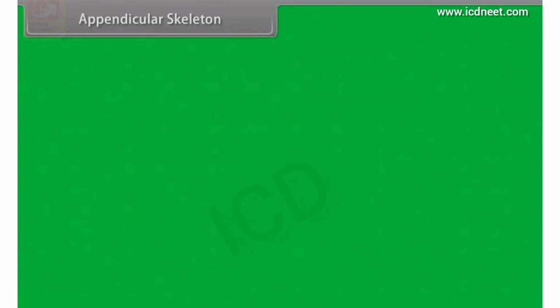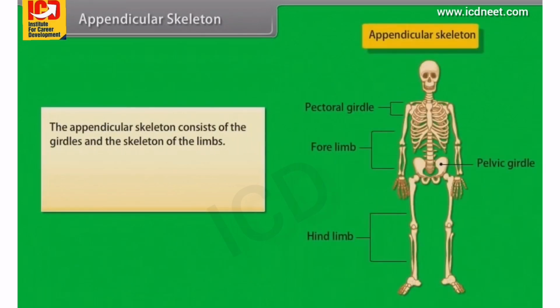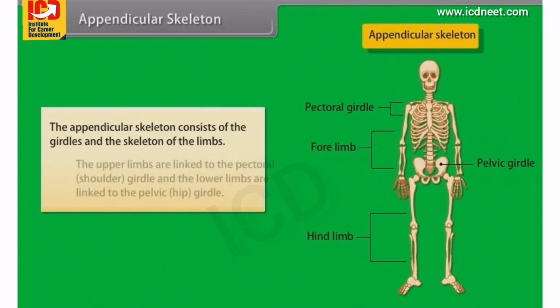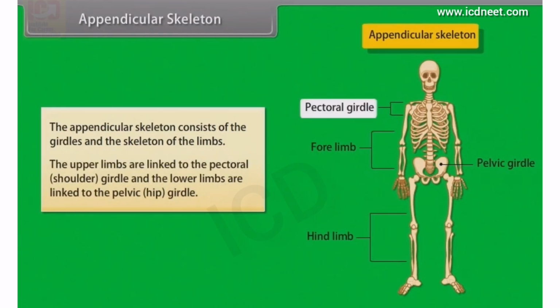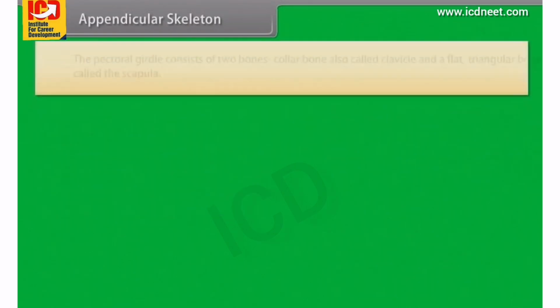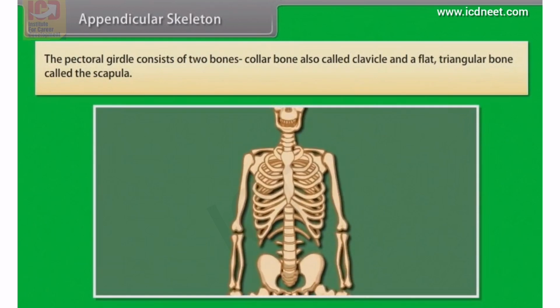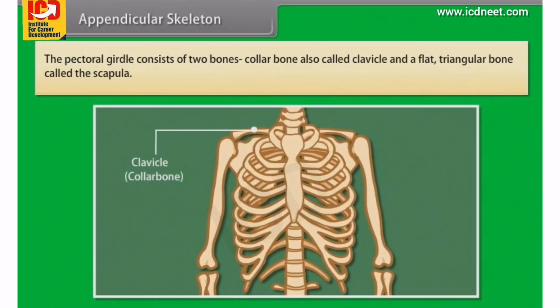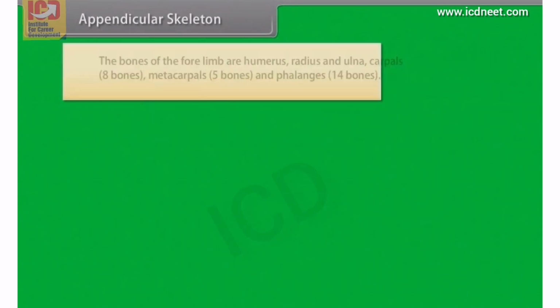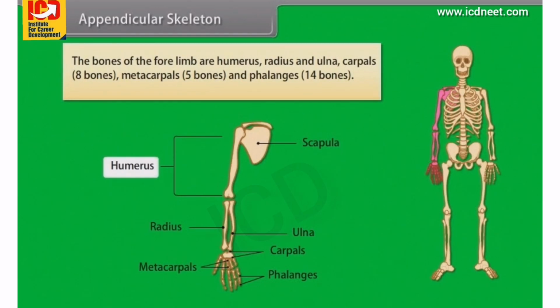Appendicular skeleton. The appendicular skeleton consists of girdles and the skeleton of the limbs. The upper limbs are linked to the pectoral or shoulder girdle, and the lower limbs are linked to the pelvic or hip girdle. The pectoral girdle consists of 2 bones, the collarbone, also called clavicle, and a flat triangular bone called the scapula. The bones of the forelimb are humerus, radius, and ulna.